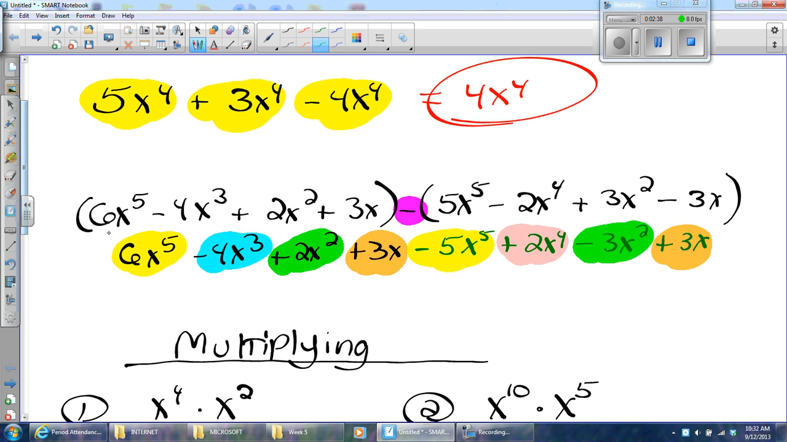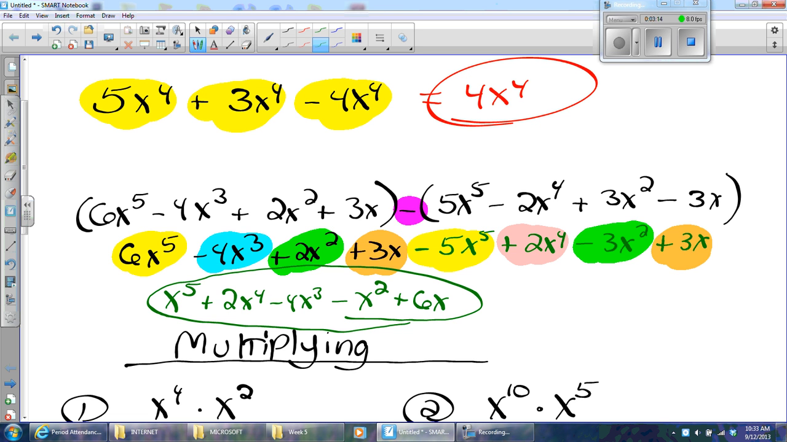My yellow ones will yield an answer of x to the fifth, because 6 minus 5. My light blue one is all by himself, so he doesn't combine with anybody. Oh, wait a second. Hold on. That is true, but I'm going to do my pink one first because it's next to the fourth: 2x to the fourth. Now I can do my light blue one. Neither of those combined with anybody. My green ones end up being a minus x squared, and my orangish ones end up being plus 6x. And I'm done. There's no equal sign in there, so I can't solve for x. None of those are like terms because they're all different powers of x.